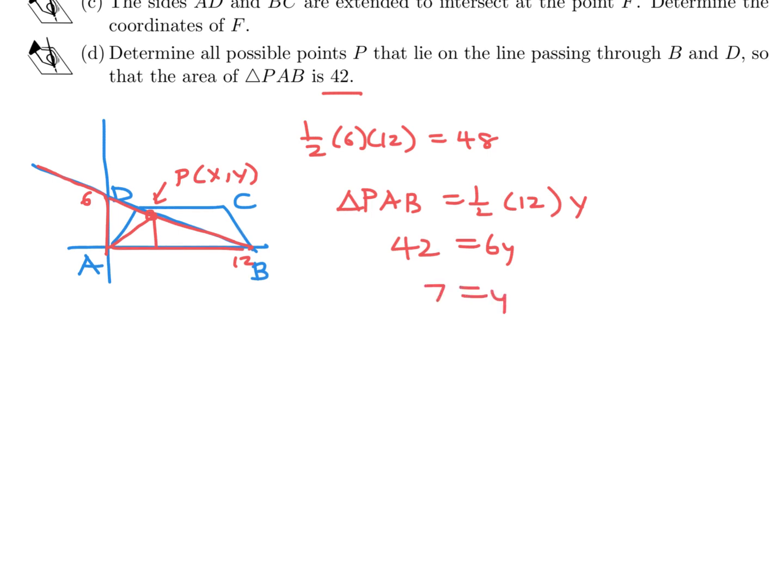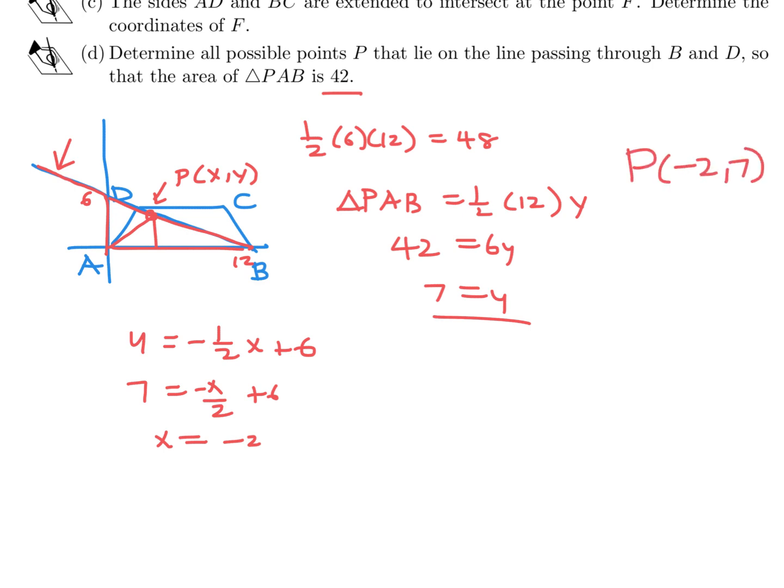And we already figured out the equation of this line right here. In a previous question, we figured out that it was y is equal to minus half x plus 6. So if you plug in y is equal to 7 there and solve, you'll get x is equal to minus 2. So that means coordinate P is minus 2, 7. Great.